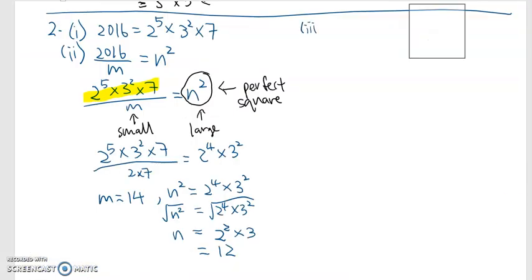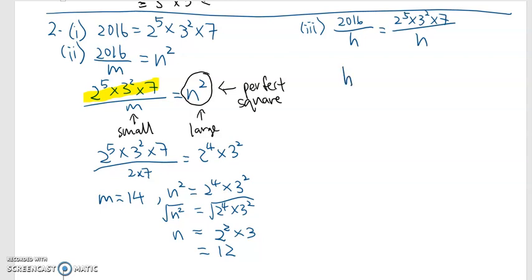So you should have tried this. I want it to be a perfect cube. So for my h, now I'm dividing, so I'm bringing the powers down. I'm trying to bring the 2 to the power of 5 to a 2 cube, so my h will need a 2 square. I need to get rid of 2 of the 2's. Then 3 square, well, it's not going to become a perfect cube unless I divide it by 3 square.